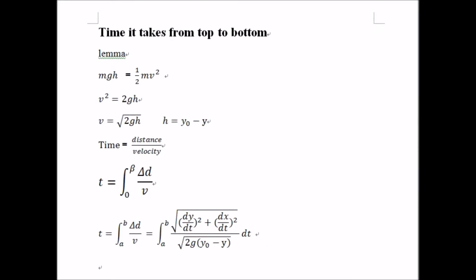As you can see here, mgh equals 1/2 mv squared, from the conservation of energy, the potential energy and the kinetic energy, and letting them equal. And you can actually find the v, which equals the square root of 2gh. In this case, the h, which is height, is going to be y initial minus y.